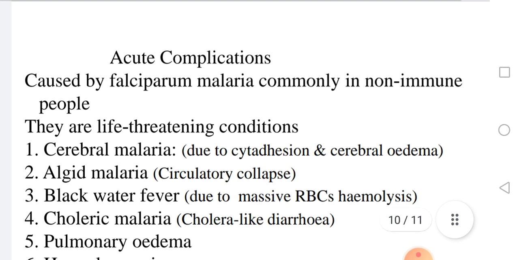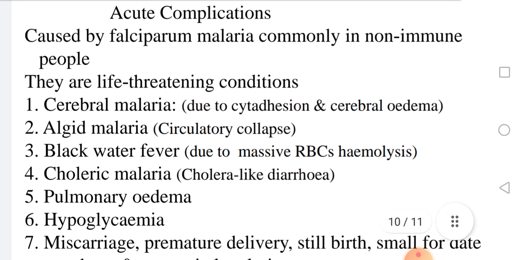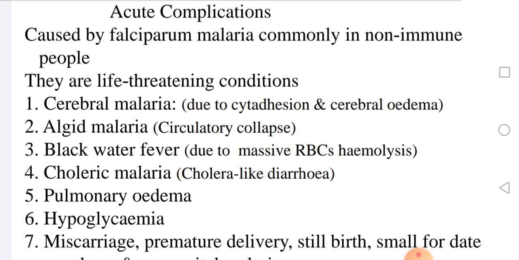Complications of malaria. Acute complications. These are caused by falciparum malaria, commonly in non-immune people. They are life-threatening conditions. So if the patient is not properly treated, he or she may die. These are cerebral malaria, and it is due to cytoadhesion and cerebral edema. Algid malaria, and here the patient will be in a state of circulatory collapse.